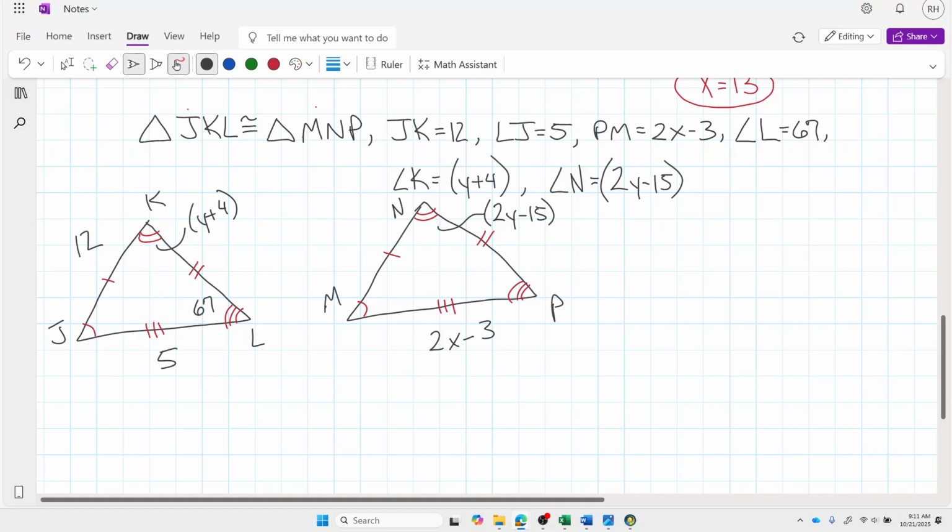All right, so we can solve for X first. What's this 2X minus 3 equal to? 5, good. Both sides are congruent, so their expressions or values are congruent. So add 3. And 2X equals 8. And divide by 2. X equals 4.